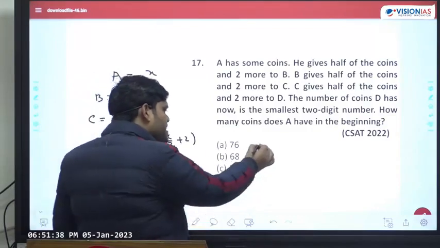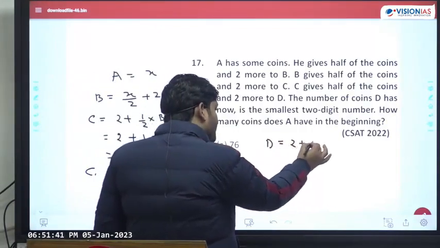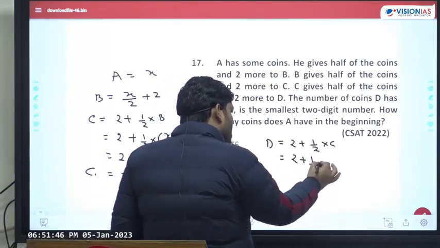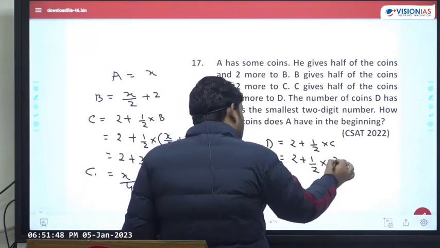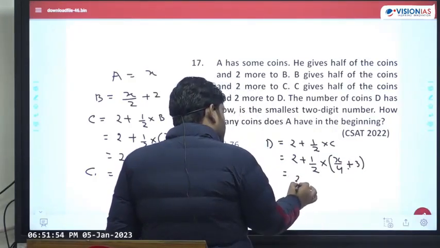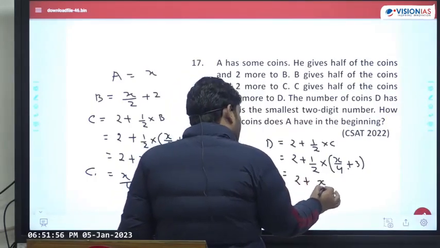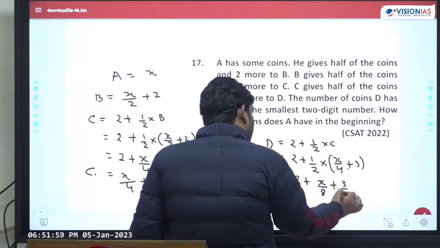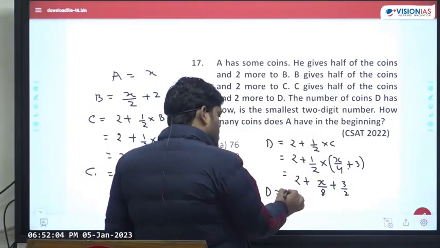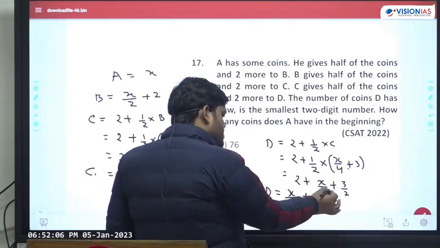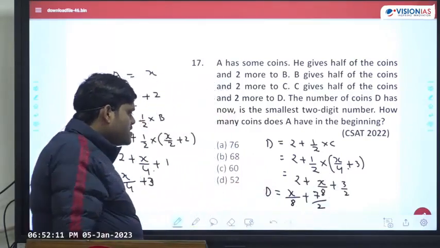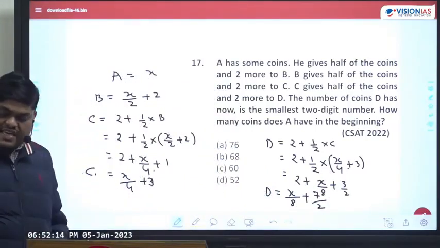And how much is D receiving? 2 plus half of C. So 2 plus half of C, which is X by 4 plus 3, becomes 2 plus X by 8 plus 3 by 2. So this D becomes X by 8 plus 7 by 2. So this is the D.